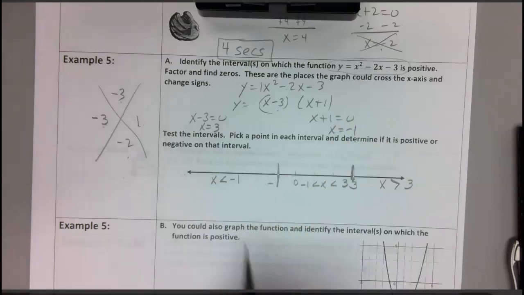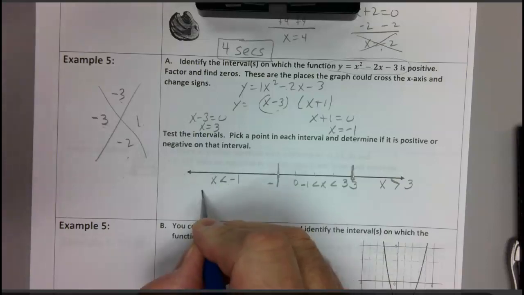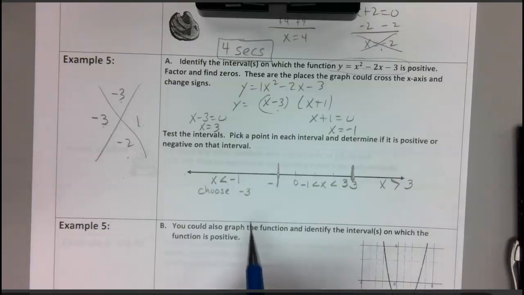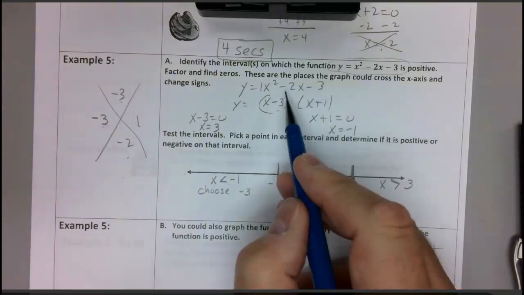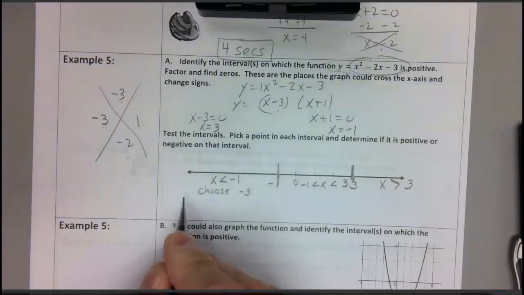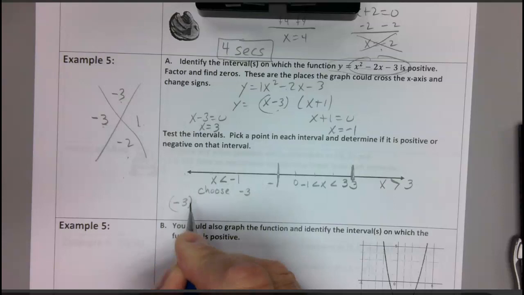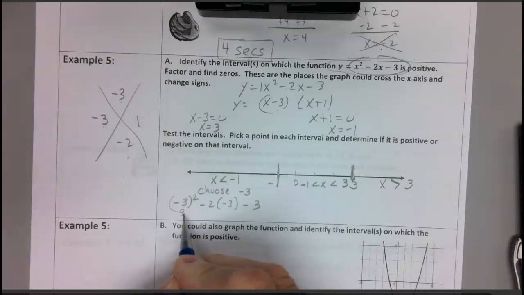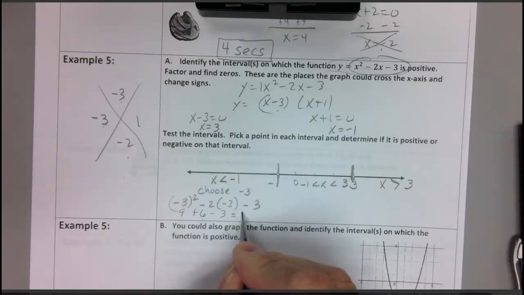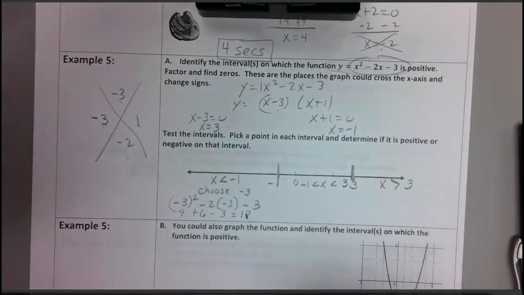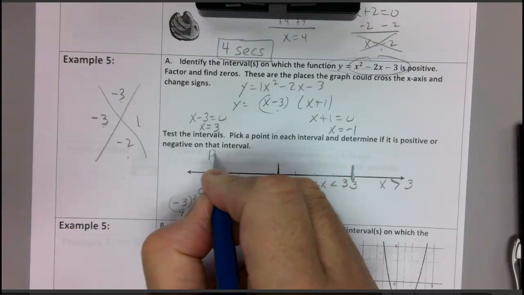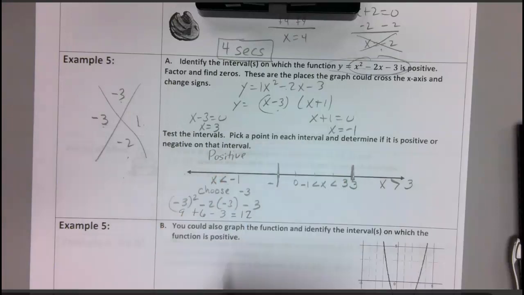Okay? So out here, x is less than negative 3. I'm going to choose a number, negative 3. Again, you can use negative 2, you can use negative 10. I just choose negative 3, and I'm going to plug it into this equation. So I get negative 3 squared minus 2 times negative 3 minus 3. So I get 9 plus 6 minus 3. 9 plus 6 is 15, minus 3 is 12. So here we got positive 12. So in this interval, it's going to be positive. We plugged in a number in that interval and we got a positive.